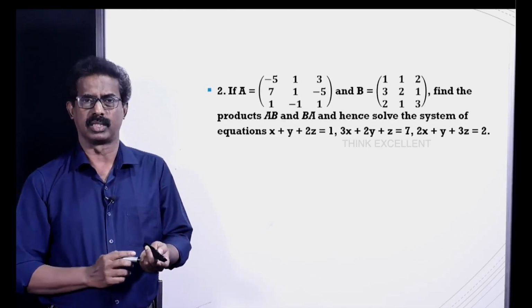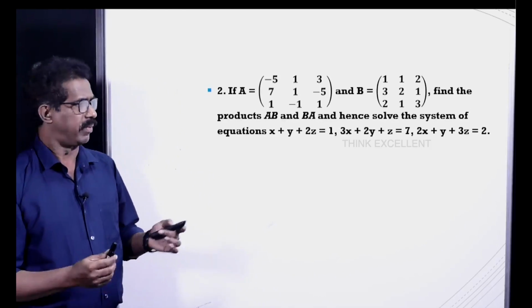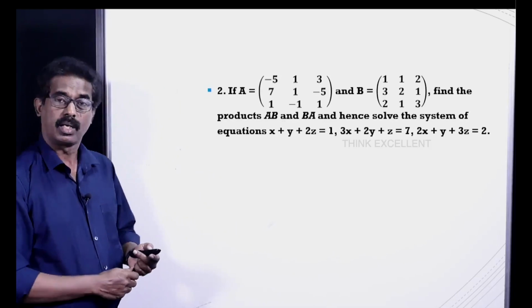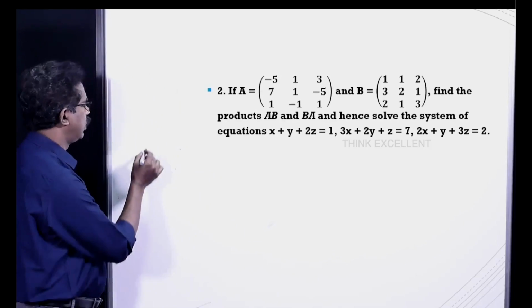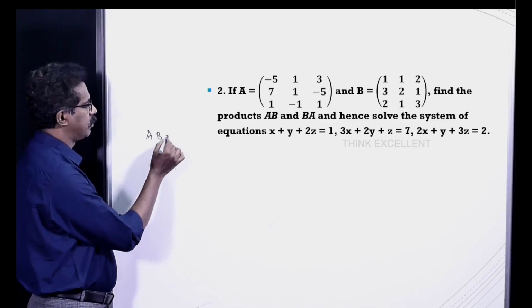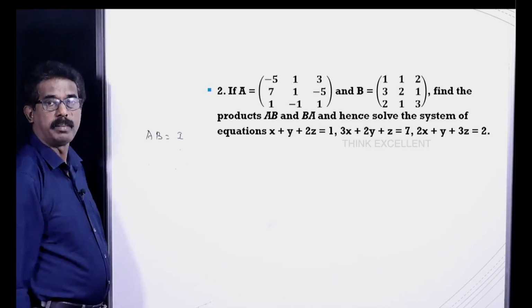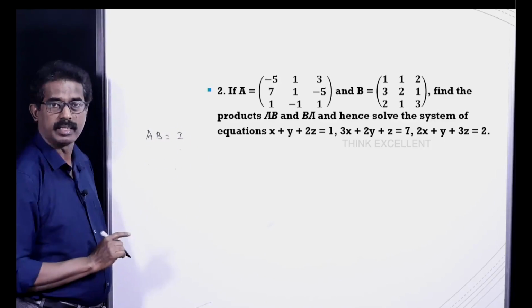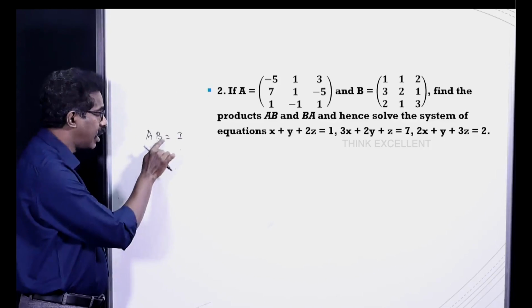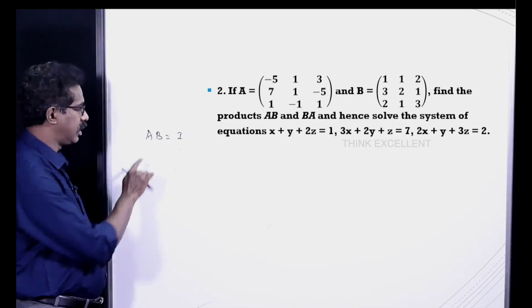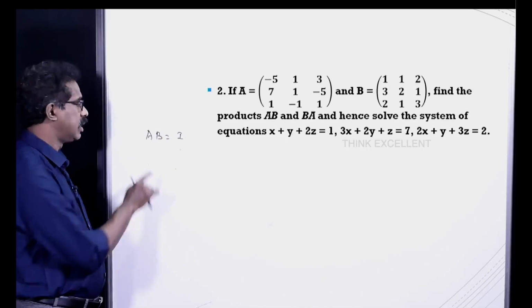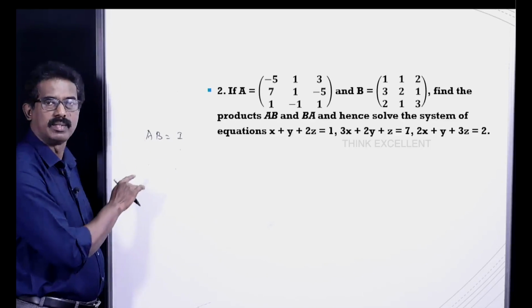Now listen to this question. It is a little bit different, but just try to understand. And one thing I taught last class: AB is equal to I, and BA is also I. Then what can you say? A and B are inverses of each other. A's inverse is B and B's inverse is A.